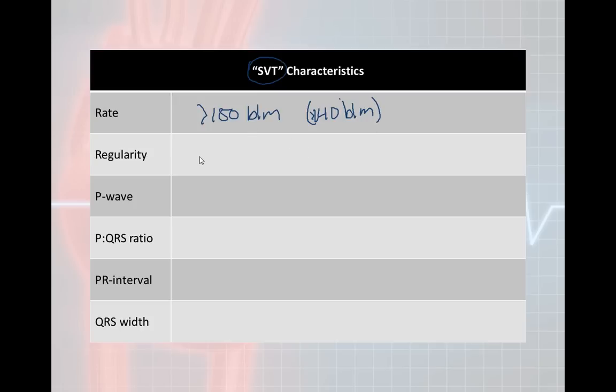Regularity. Normally, this is going to be regular. But it is possible that it could be irregular. The problem is that a lot of times the faster it gets, the more regular it's going to look, even if it's an irregular rhythm. Like, for example, atrial fib. Atrial fib is never regular except by coincidence. But if you have an atrial fib with a rapid ventricular rate at like 160 or 170, your AFib might look regular. So it could be regular, but it could also be irregular.